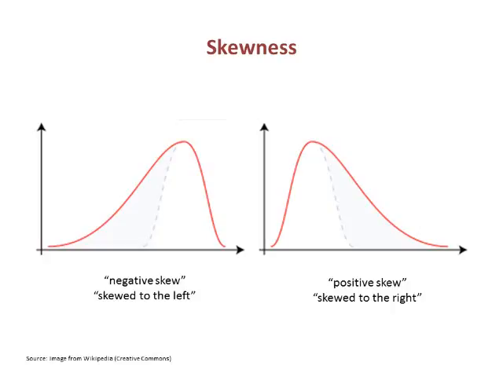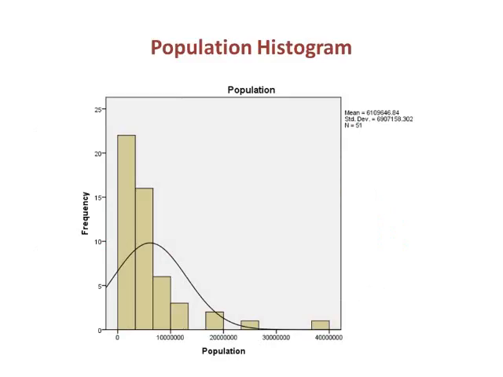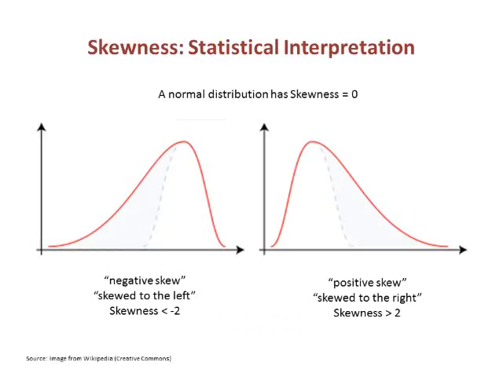If the long tail is on the right side, the distribution is said to have a positive skew, or is said to be skewed to the right. In our example, the population histogram has a right skew, or is skewed to the right. In the SPSS and PSPP output, the value of the skewness statistic is 0 if the distribution is normal.